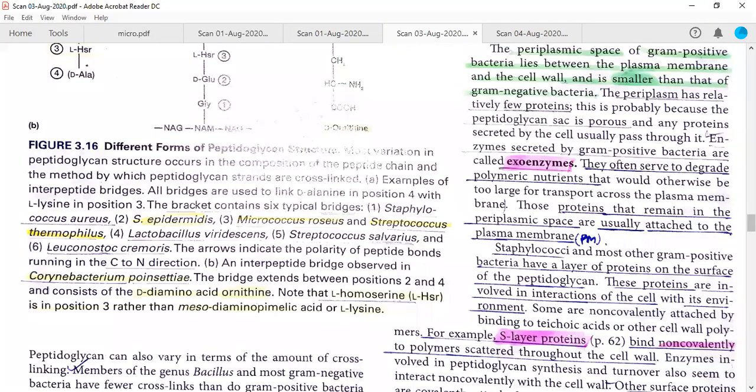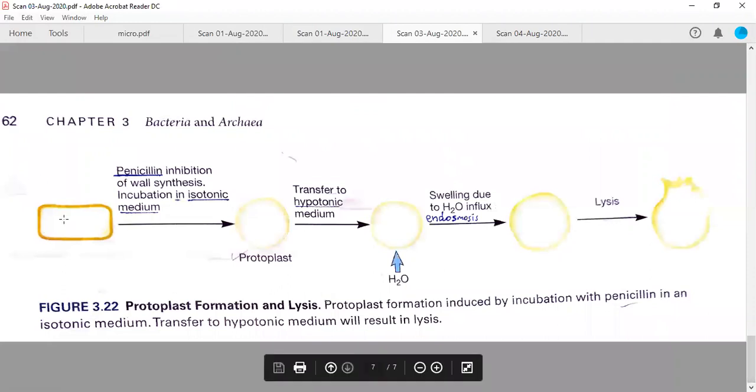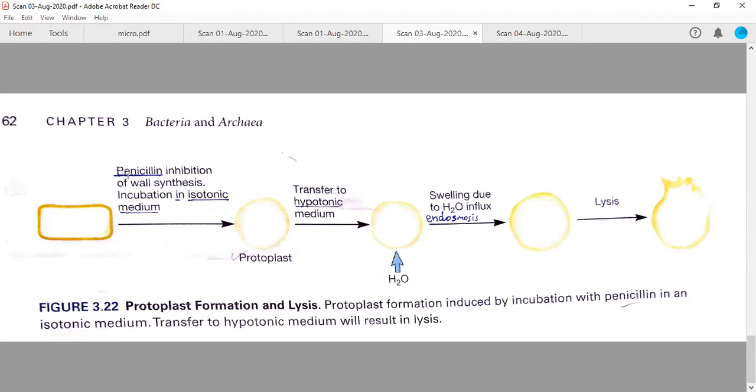So see this. Suppose the cell wall is absent. Mostly the cell wall is absent in one group of bacteria called mycoplasma or PPLO, pleuropneumonia-like organism. They do not have a cell wall. Or somehow you make a bacterium which does not have a cell wall. If you treat bacteria with penicillin, ultimately the cell wall will not be synthesized and the protoplast will remain. This is also called L-form bacteria. So L-form bacteria is bacteria which is lacking, L for lack, the cell wall.